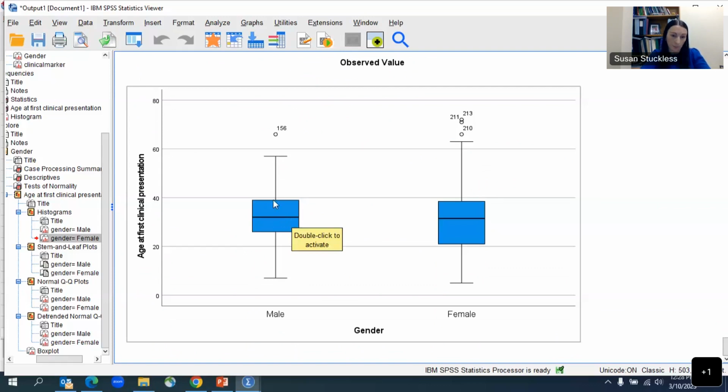And what you see on the ends are called the whiskers. They should be pretty equal in size to each other. They are the min and max, sorry, of your values. As you can see, the females is slightly off. The line is not quite in the middle, and the whiskers are higher up there than they are at the bottom.